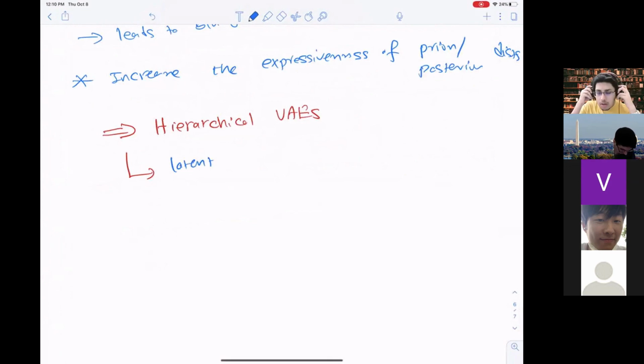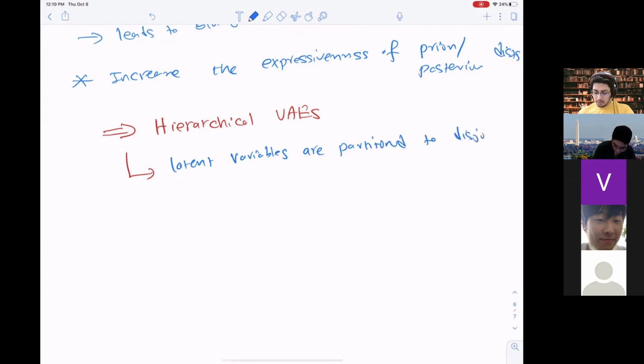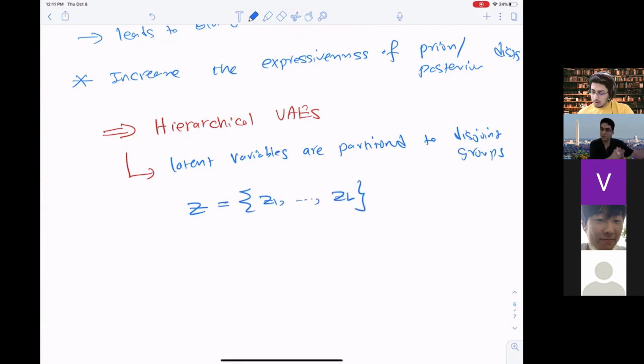Latent variables are partitioned into disjoint groups. Let's say I have Z, this Z that represents my latent variable. I'm not going to just have a distribution on the entire Z directly. I'm going to partition it into, let's say, L groups. These are disjoint groups. Maybe some of them are my first group, some of them are my second group. And then I'm going to have a hierarchical way to define my prior distribution.